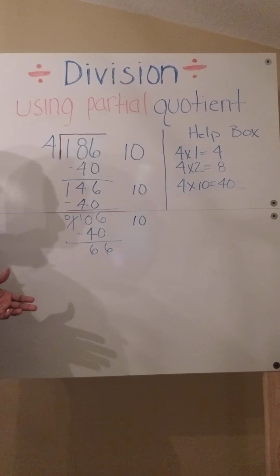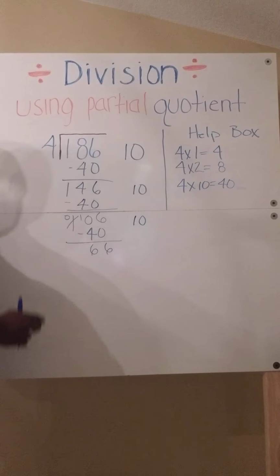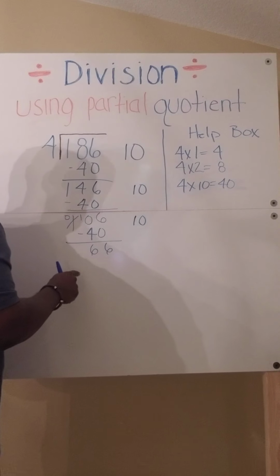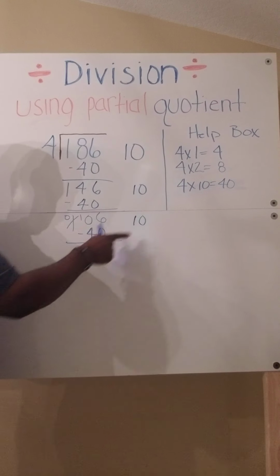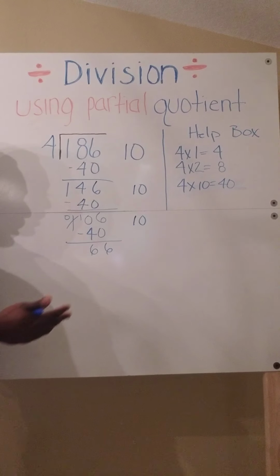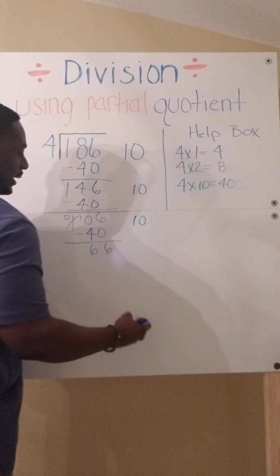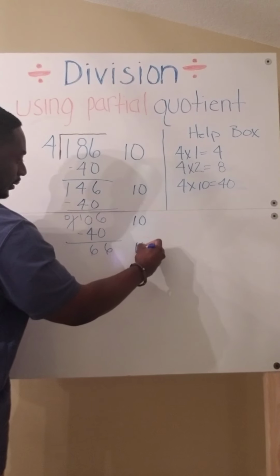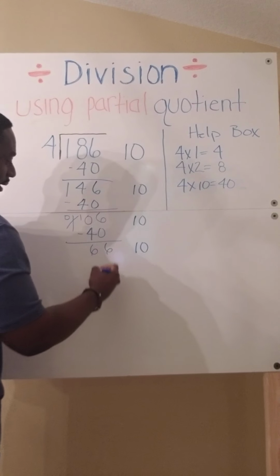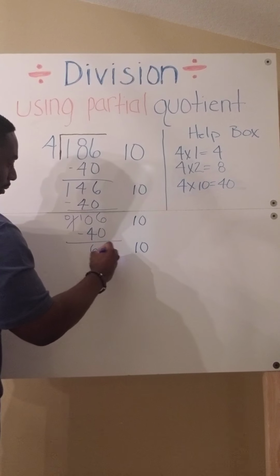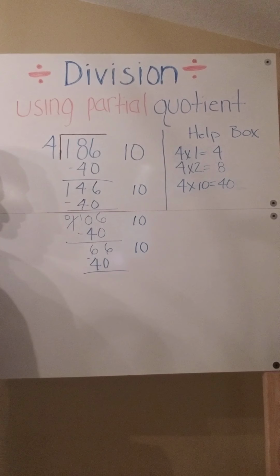I'm going to repeat the same process using my help box. 4 times what number will give me 66 according to my help box? The closest number I have, again, is 4 times 10. I'm going to write my 10 off to the side. 4 times 10 is 40. I'm going to subtract that from the 66.